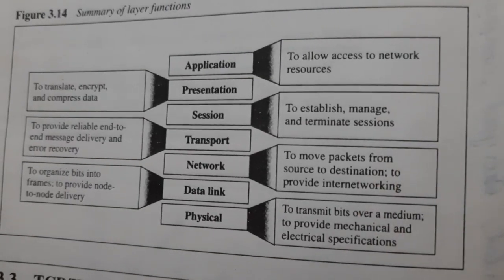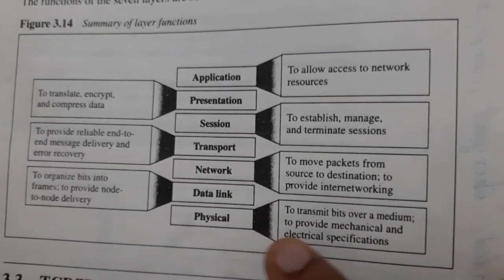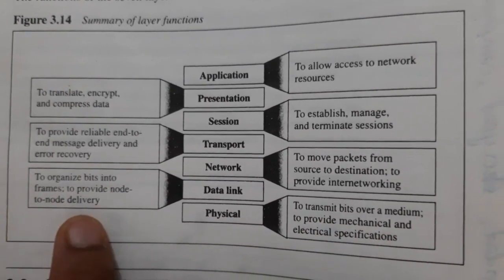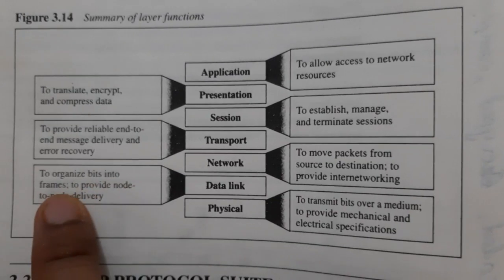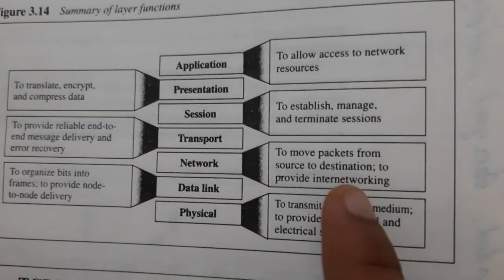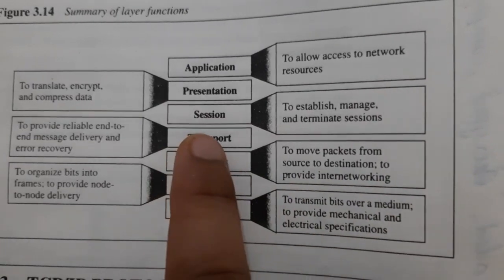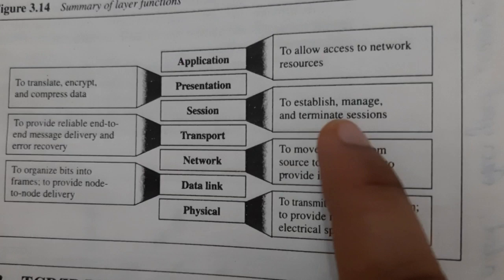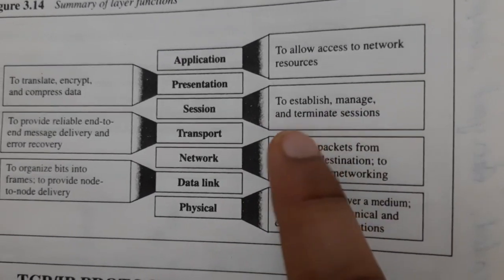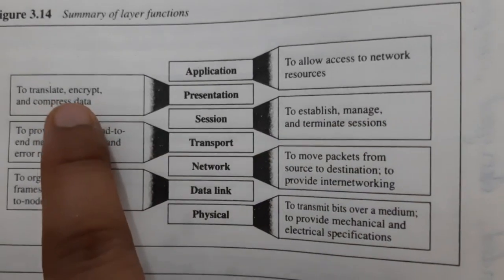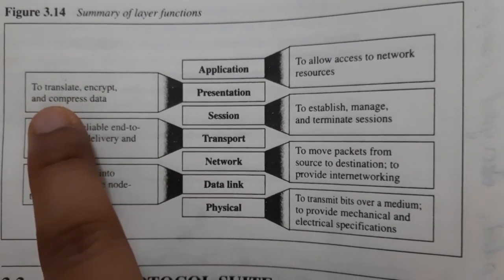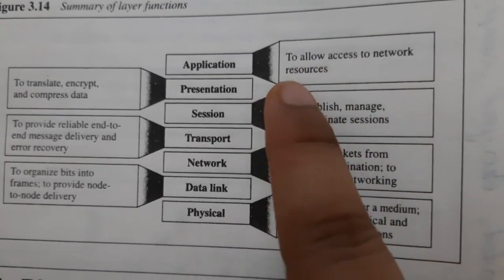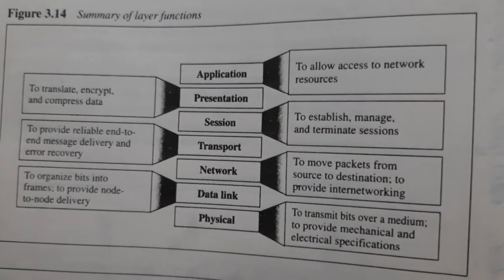So this is a summary of layer functions. First layer, physical layer, to transmit bits over a medium. Next, data link, node to node delivery, to organize bits into frames. Then network, to move packets from source to destination, and transport, to ensure end-to-end message delivery and error recovery. Next, session, to establish, manage and terminate sessions. Next, presentation, to translate, encrypt and compress data. Application, to allow access to network resources. So this is a summary of layer functions.